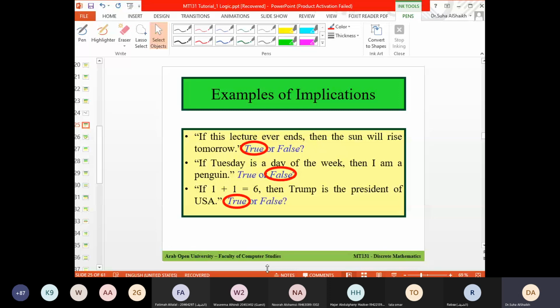If this lecture ever ends, then the sun will rise tomorrow. Of course, this lecture will end, huh? Then the sun will rise tomorrow. So this lecture ever end, true or false? True. The sun will rise tomorrow. True. فعندي true رايح ل true. The value is what?